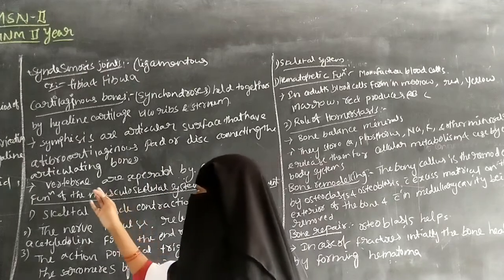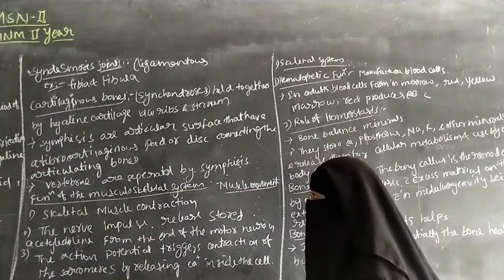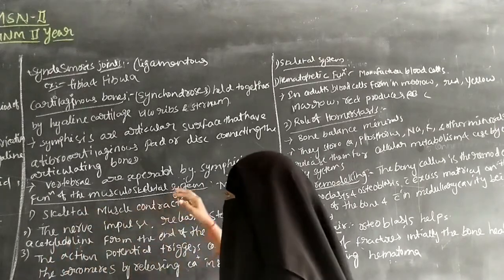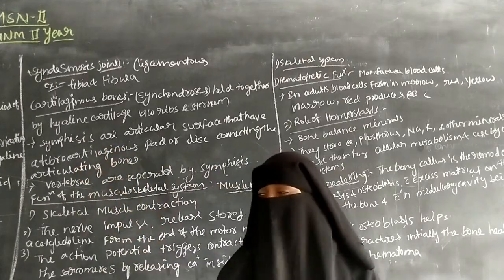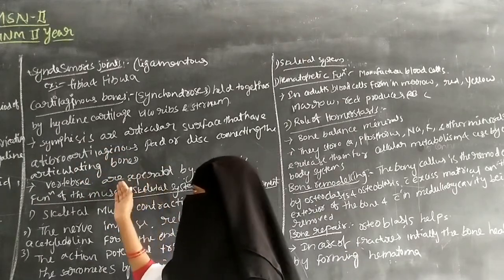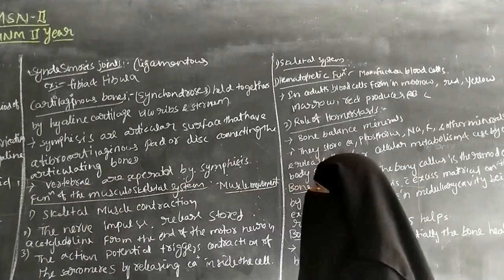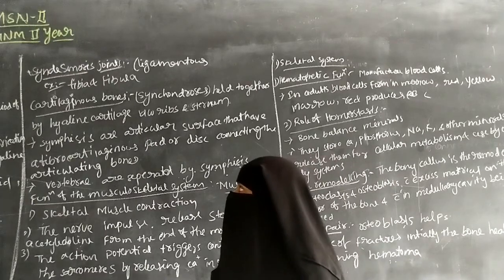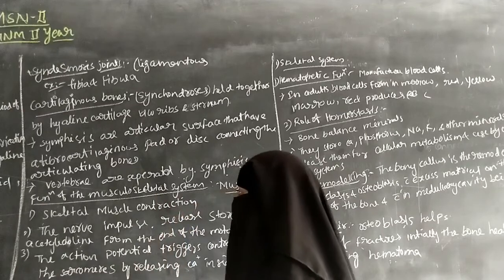For example, vertebrae are separated by the symphysis. Between the vertebrae there is a symphysis, meaning a fibrocartilaginous fusion occurs, joining the vertebrae. That is about cartilaginous joints, also called synchondrosis. And next is the functions of the musculoskeletal system.